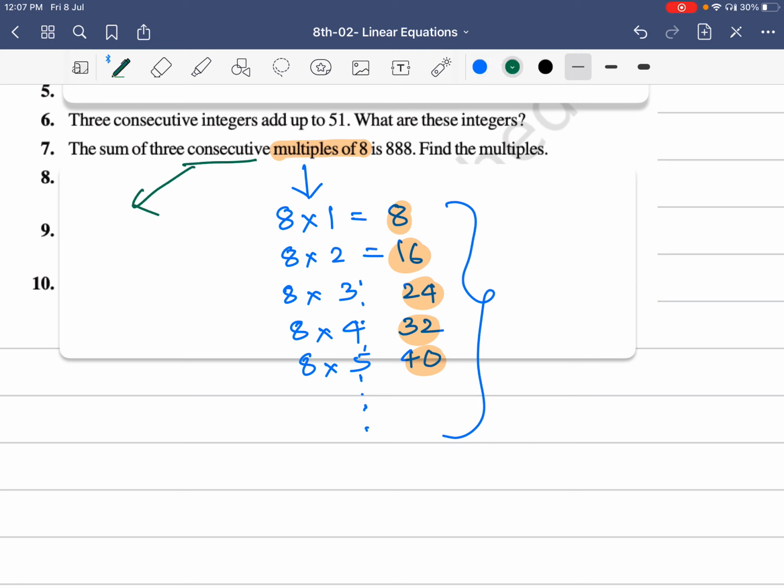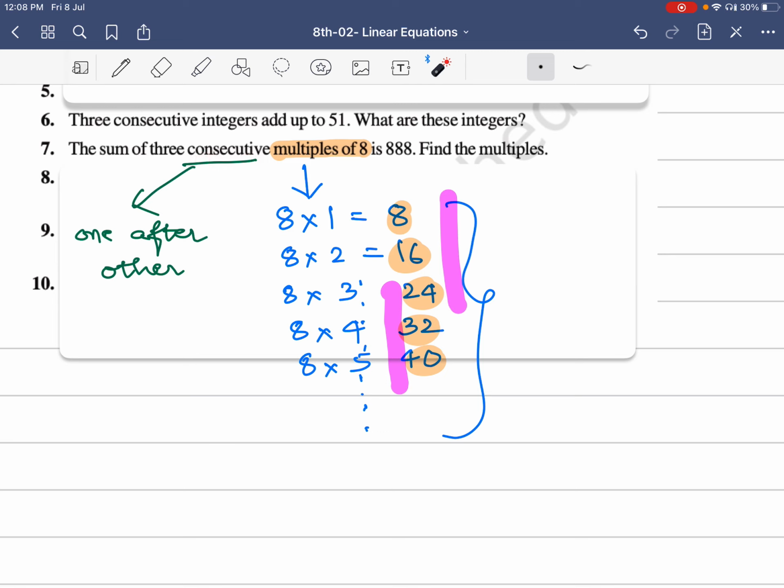Consecutive, what does consecutive mean? One after another. These numbers are present one after the other, which means, for example, let's take 8, 16 and 24. So 8, 16, 24 are an example of 3 consecutive multiples of 8. Okay, similarly, if you see 24, 32, 40, so 24, 32, 40 is another example of 3 consecutive multiples of 8.